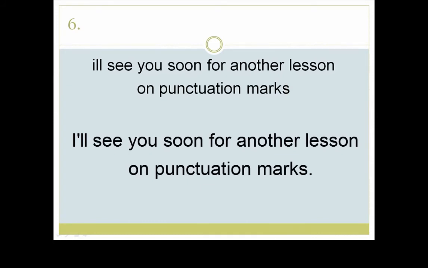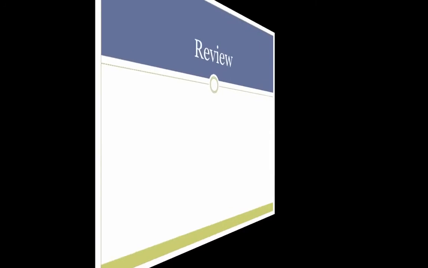If we use a period, it's a neutral sentence, like this. I'll see you soon for another lesson on punctuation marks. With an exclamation point, we're making a statement with stronger emotion. It could read like this. I'll see you soon for another lesson on punctuation marks! There's a difference, isn't there?